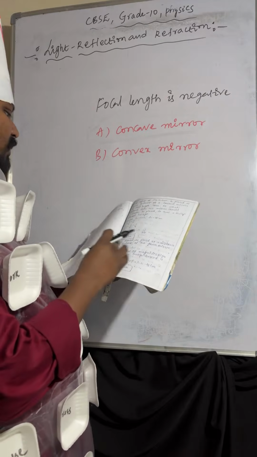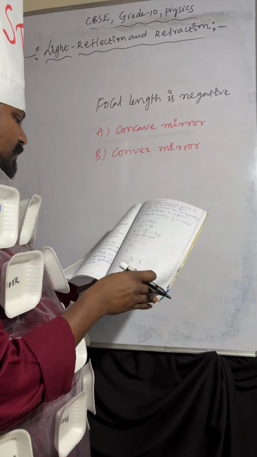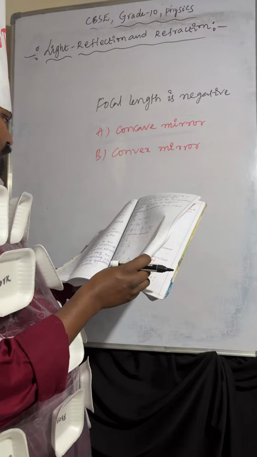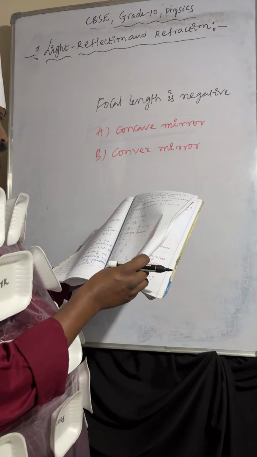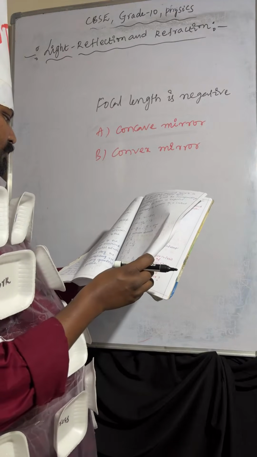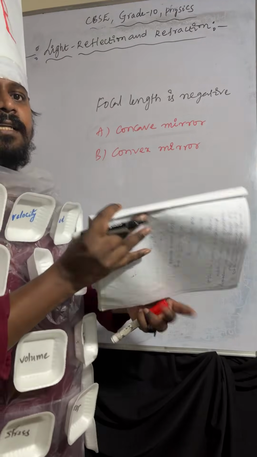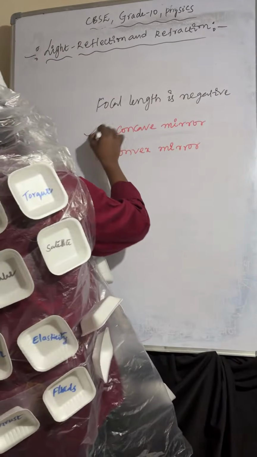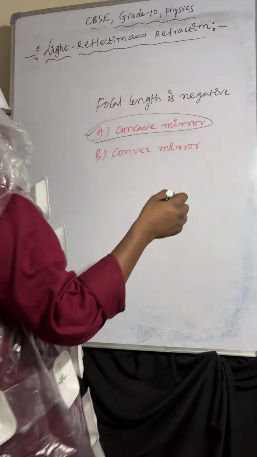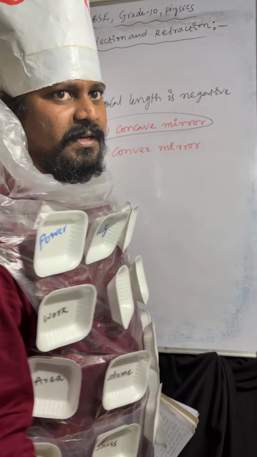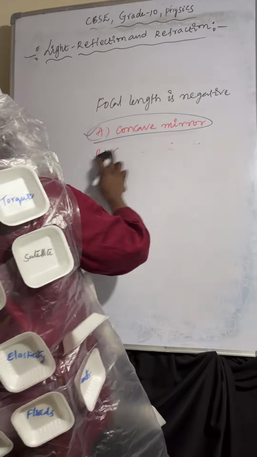So let's solve a few problems. The answer is concave mirror. Negative focal length is for the concave mirror. Focal length is positive for the convex mirror. Now try to solve this problem.